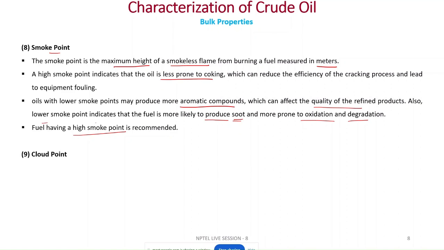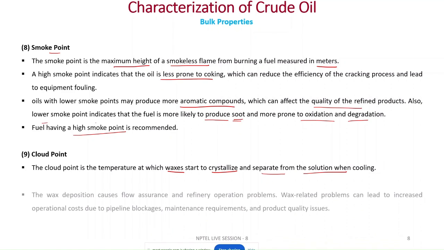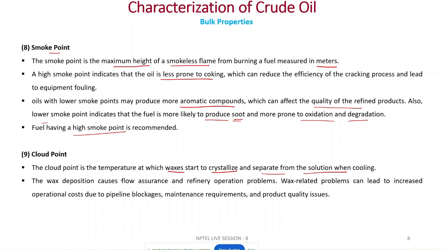The next bulk property is the cloud point. Cloud point is the temperature at which the waxes, very high molecular weight compounds, start to crystallize and become separated from the solution when the temperature is very low or when cooling. Wax deposition causes flow assurance and refinery operation problems, and wax related problems can lead to increased operational cost due to pipeline blockage, maintenance requirements and product quality issues.